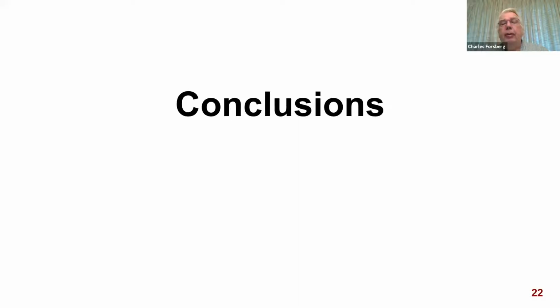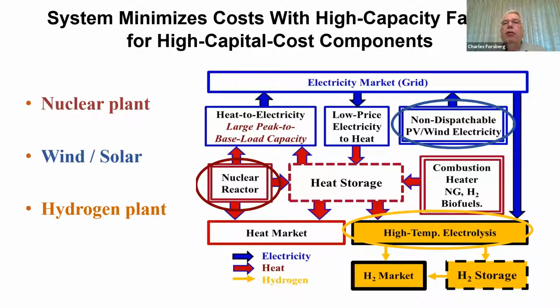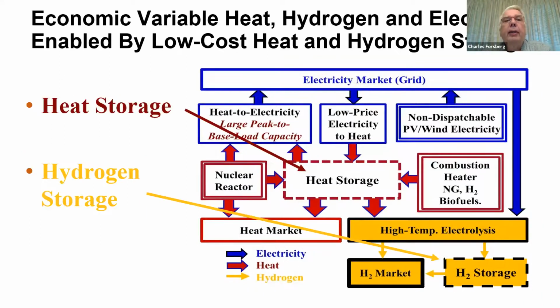Where does this leave us? It leaves us with several conclusions. First, this system allows the high capital cost components, the nuclear plant, the wind and solar plants, and the hydrogen plants, to all run at very high capacity factors to minimize cost. Second, the economics is made possible by two factors: low cost heat storage, coupled to the nuclear reactor, and low cost hydrogen. This is the storage in the system that matches production with demand.